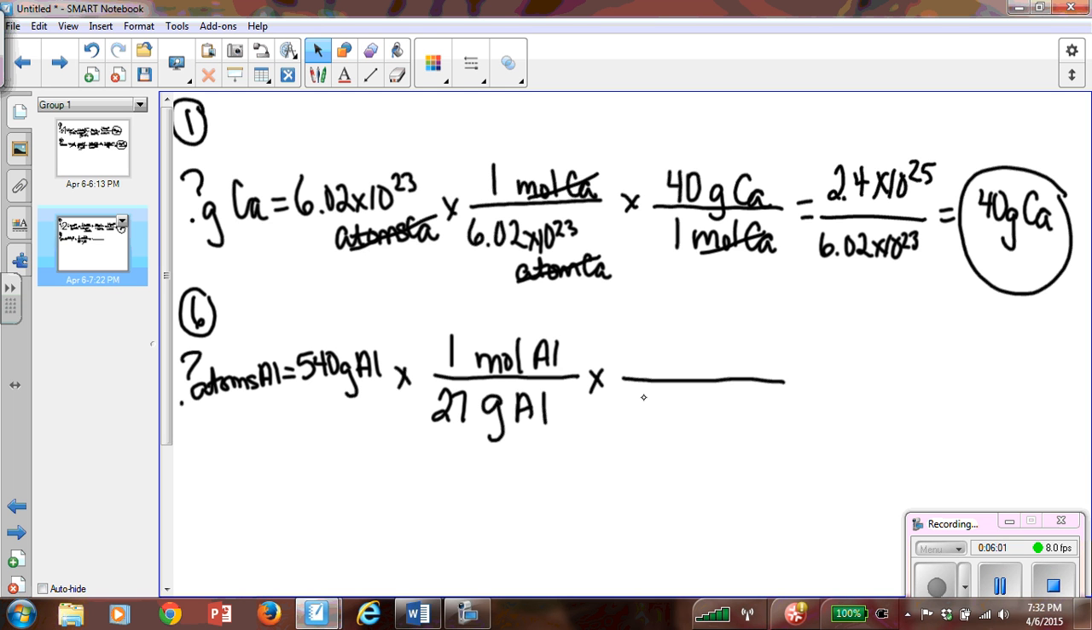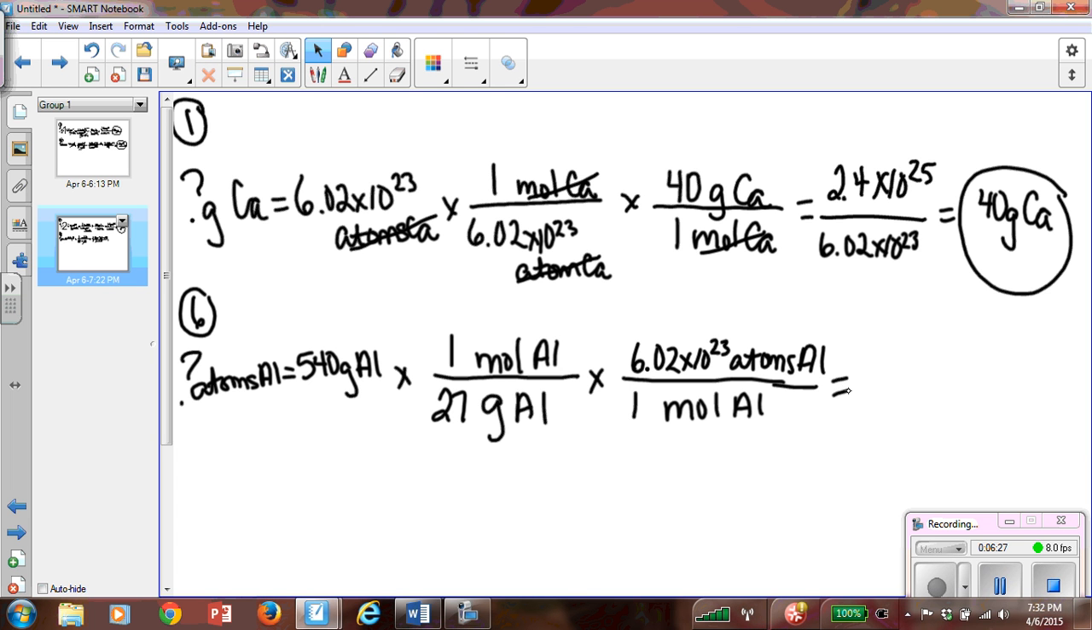The box we start in is moles, so that goes in the bottom. And the box we're going to, which is our number of particles or atoms, is where Avogadro's number goes. The 6.02 times 10 to the 23rd atoms of aluminum will go in the top. And since both of these substances are the same, it is 1 mole.